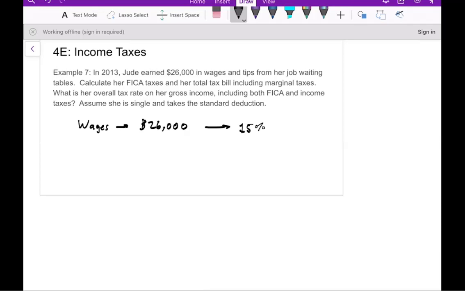Right, now as far as the FICA taxes, so this is the income tax. I should actually subtract the deduction here, which was the $6,100, first. That would give me $19,900. So 15% of that would give me $2,985.